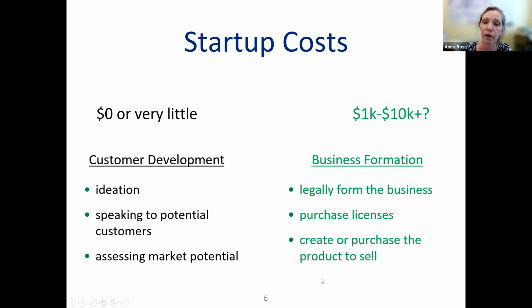Then we actually start and form the business. It could cost us maybe $1,000 to start a business. It could cost us $10,000. It may cost us a lot more. There's no actual set amount of startup costs. It just depends on the business itself. But we do need to do certain things to start a business: legal forms, maybe licensing that you need to apply for, creating and purchasing products to sell, or manufacturing.